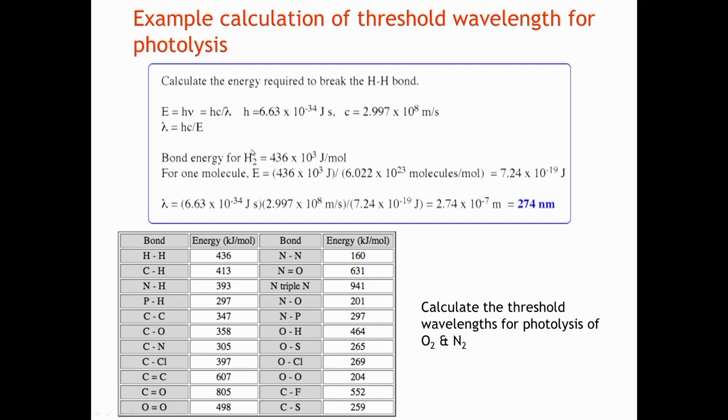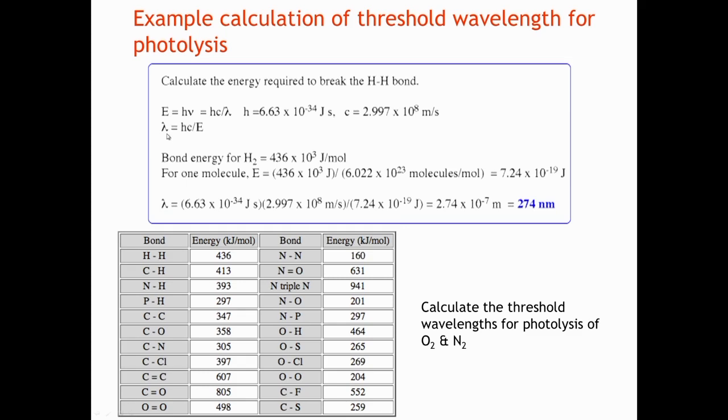We know the bond energy for something like the hydrogen molecule is 436 kilojoules per mole. So 436,000 joules per mole. For one molecule, so what's this? Avogadro's number. So to get from moles to molecules, you divide by Avogadro's number. So for one molecule, the amount of energy in the single molecular bond in hydrogen is 7 times 10 to the minus 19 joules.